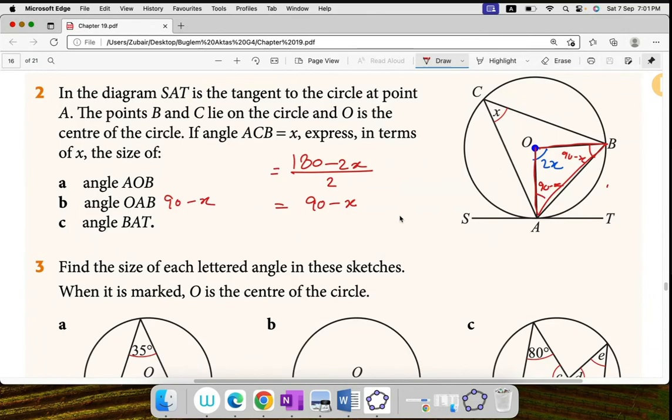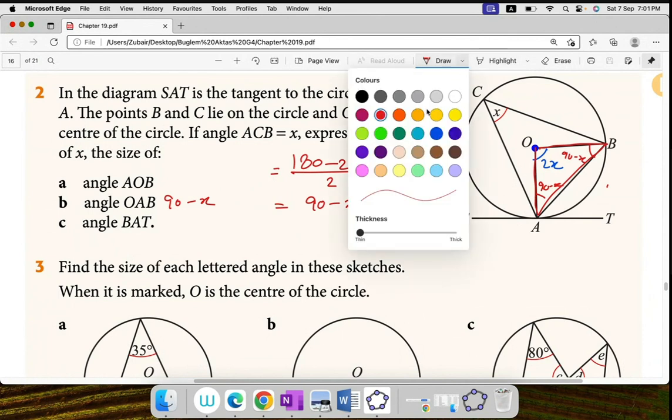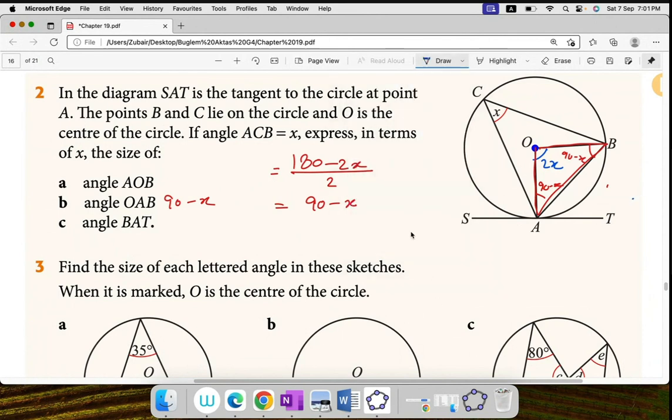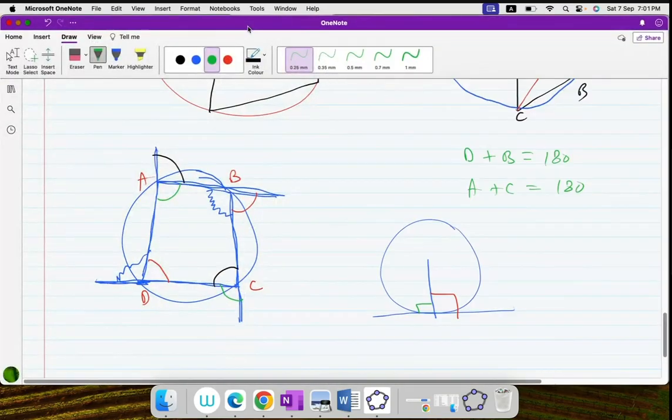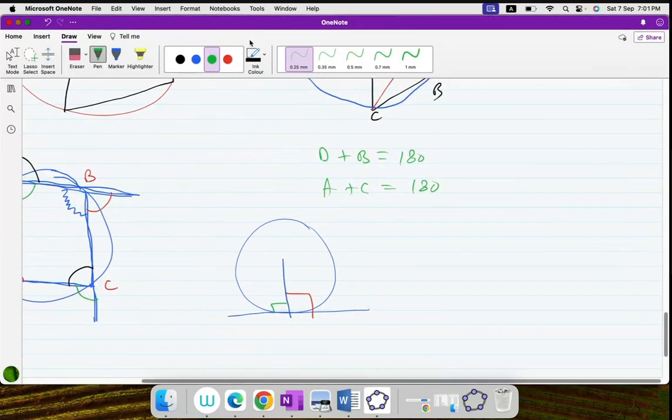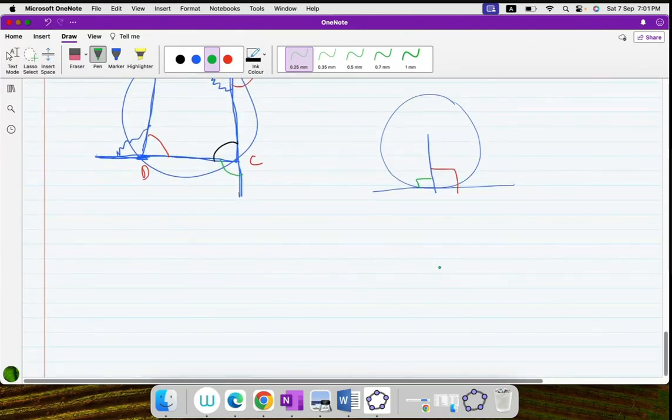So angle BAT would be... now this complete is 90, right? Yes. So we just remove that 90 minus x and are left with x. So it's just equal to x. Okay. Yes. Now you see these two, x and x, are actually equal, which brings us to our next property, angle in alternate segment, and probably the last one.